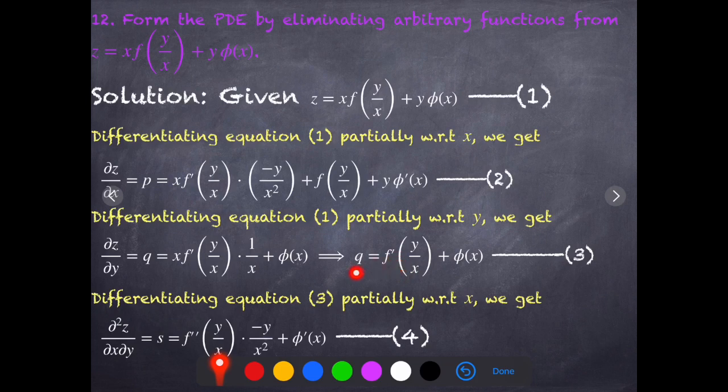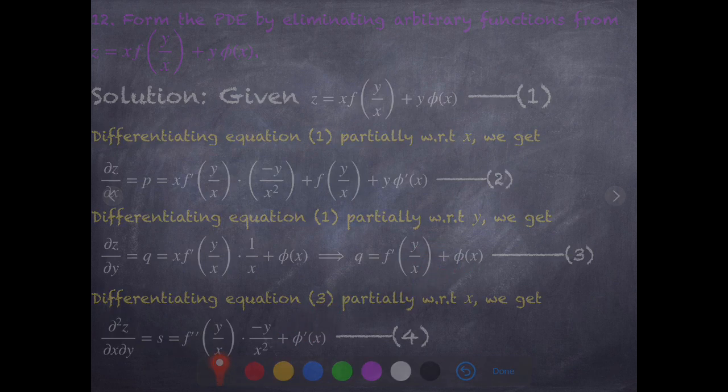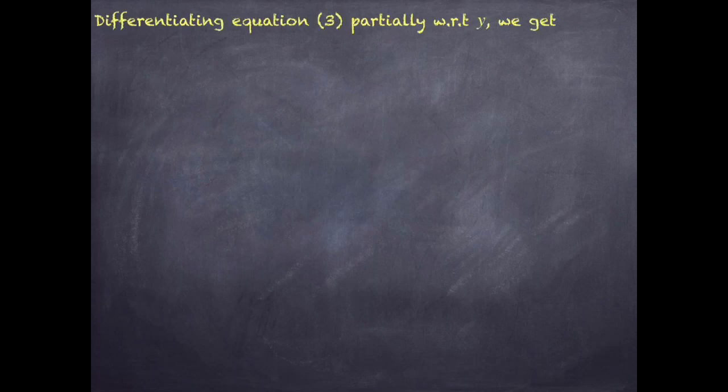Differentiating f dash becomes f double dash of y by x. Y is a constant and 1 by x becomes minus 1 by x square, and phi becomes phi dash of x. Next, differentiating equation number 3 partially with respect to y, we will get dou square z by dou y square, which is t, that is f double dash of y by x into 1 by x. Call that equation number 5.